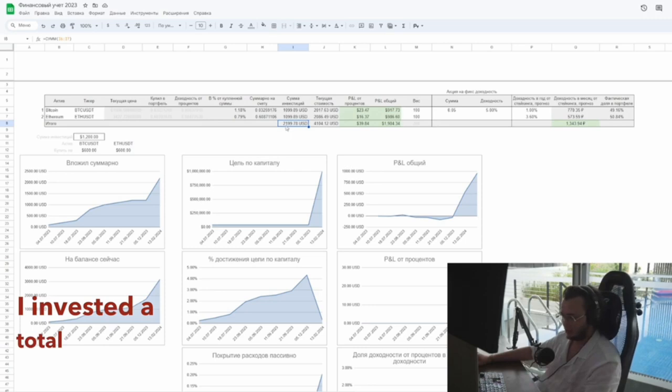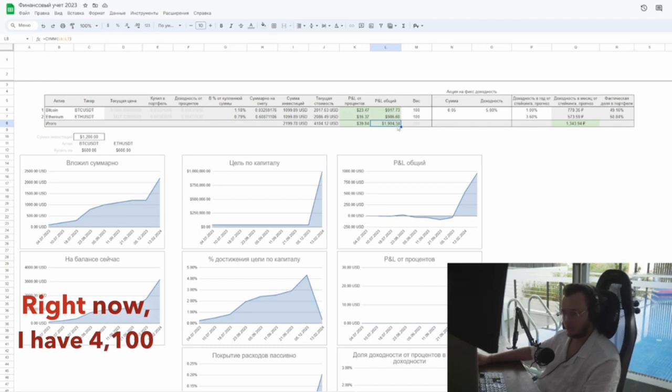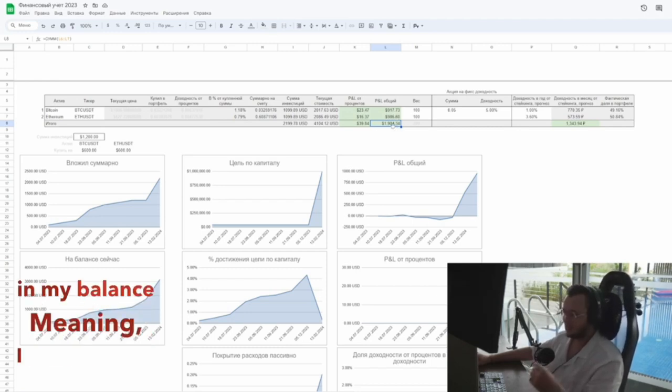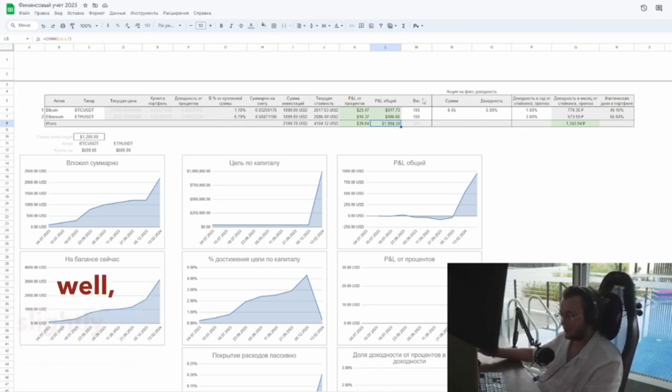I invested a total of $2,200. I almost said $20,000. Right now, I have $4,100 in my balance, meaning I earned $2,000, well, slightly less than $2,000. I have two pieces of news as part of my experiment.